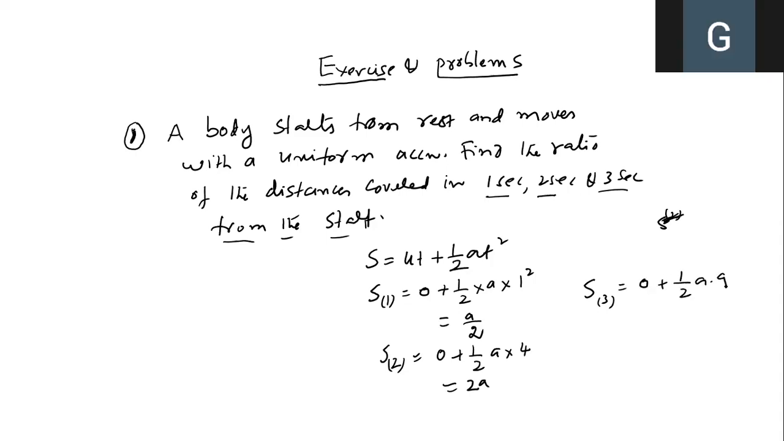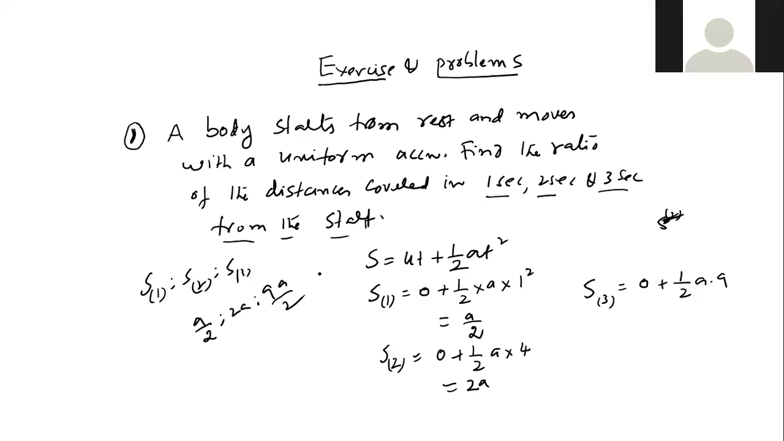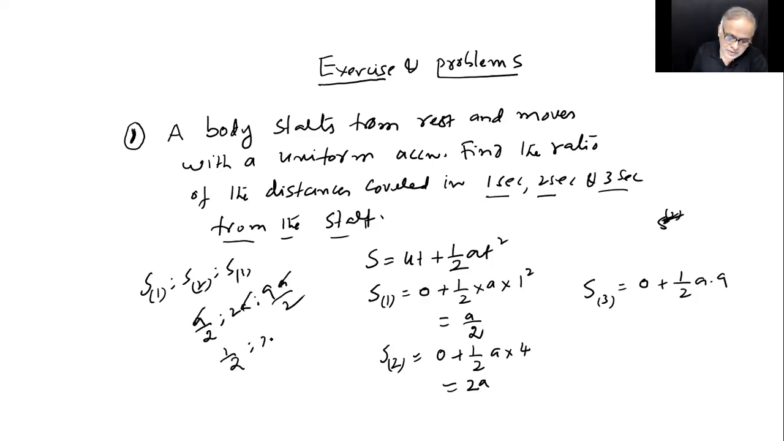9A by 2. So the ratio S in 1, S in 2, S in 3 will be what? A by 2 is to 2A is to 9A by 2. A goes. So 1 by 2 is to 2 is to 9 by 2. Can I write it as 1 is to 4 is to 9? You need to multiply with LCM. So this is the nature of a uniformly accelerating motion if u is 0.